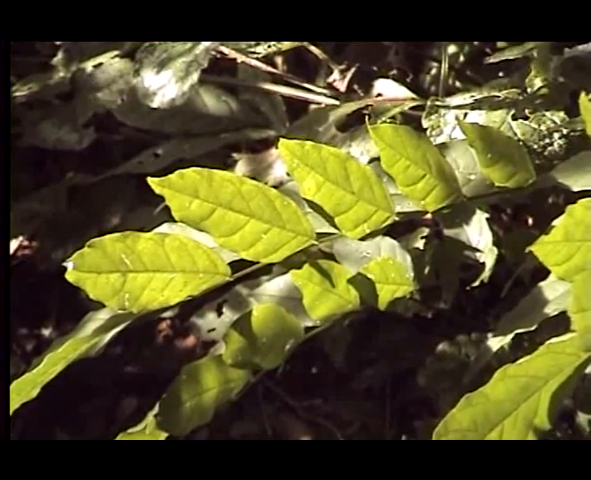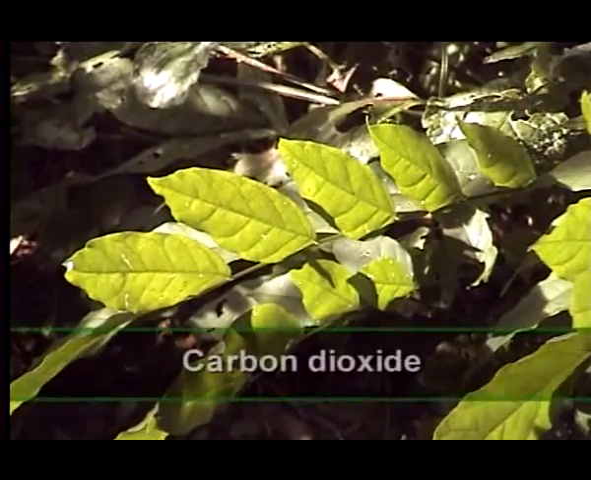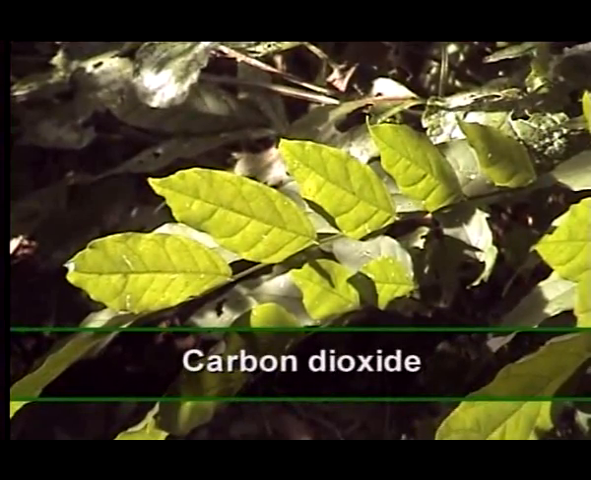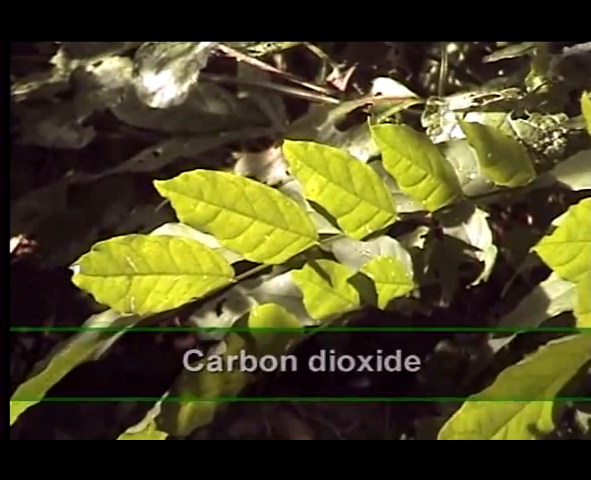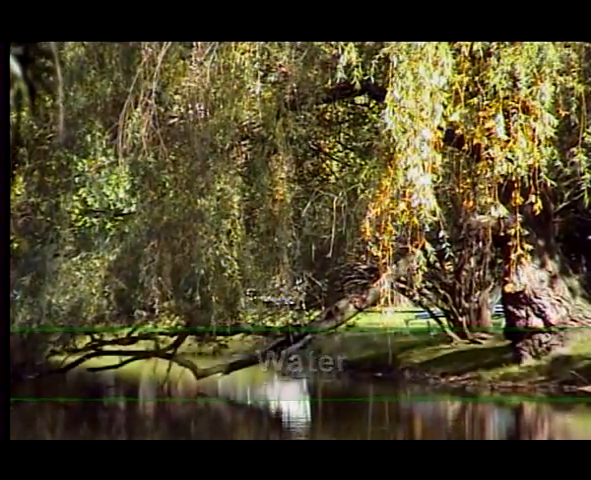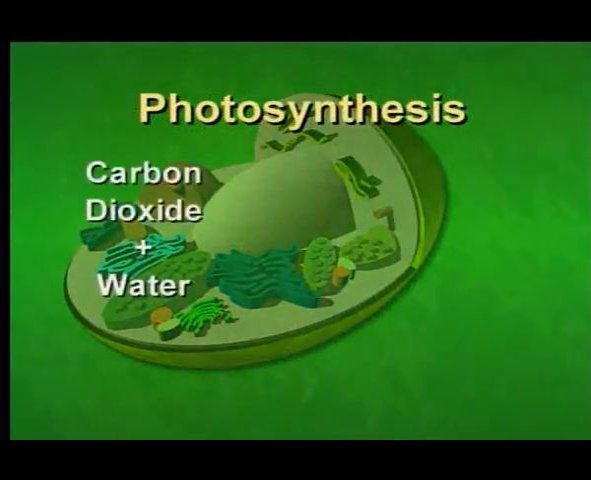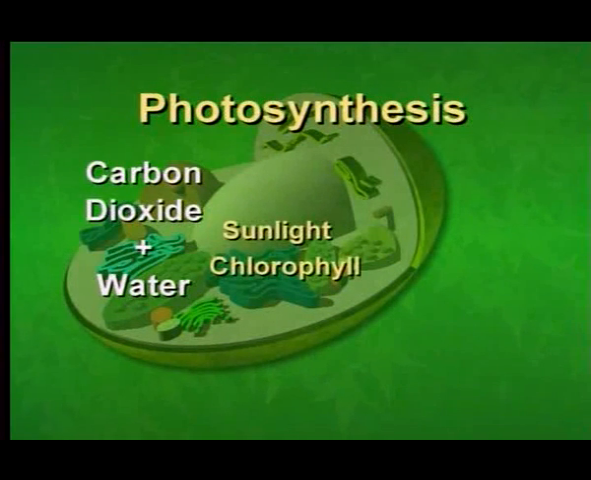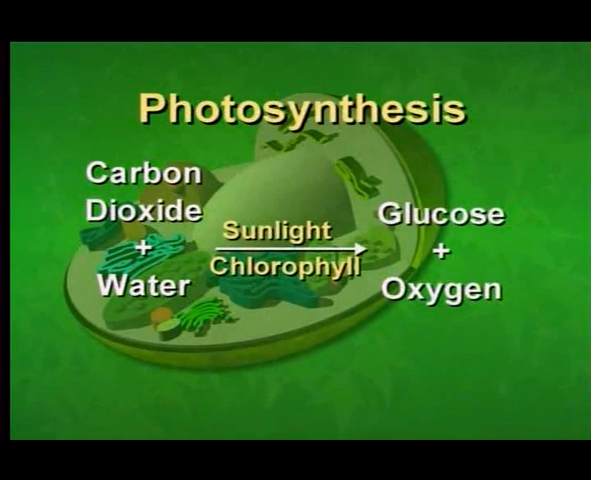Besides light and chlorophyll, photosynthesis requires carbon dioxide, which the plant takes in from the air through pores in the leaves, and water, which it draws up through its roots. During photosynthesis, the carbon dioxide and water combine, utilizing sunlight energy that is stored in the chlorophyll. Glucose and oxygen result from this reaction. Some of the energy from the sunlight is stored chemically in the glucose molecules.